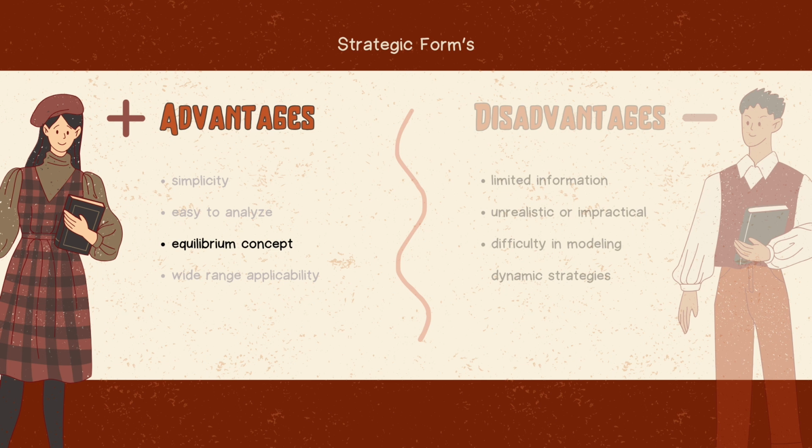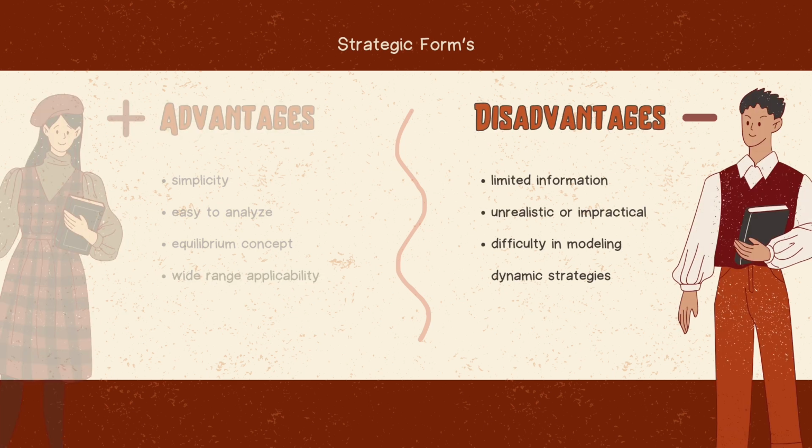Equilibrium concept: strategic form games allow for the concept of Nash equilibrium, where each player's strategy is optimal given the strategies chosen by others. This concept provides a solution concept for predicting outcomes in strategic interactions. Wide-range applicability: strategic form games are widely applicable in various fields, including economics, political science, biology, and sociology, making them a versatile tool for analyzing strategic interactions.